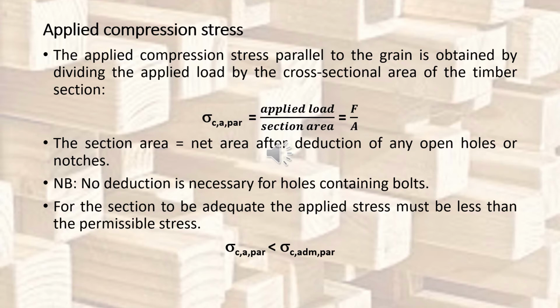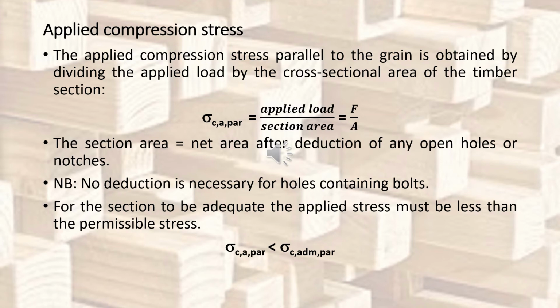The applied compression stress parallel to the grain is obtained by dividing the applied load by the cross-sectional area of the timber. All right, so as you can see from the formula, the stress, σ subscript c, refers to the compression stress, and the subscript for parallel to the grain, is equal to the applied load divided by the section area. The applied load is normally denoted by capital F and the section area by A.